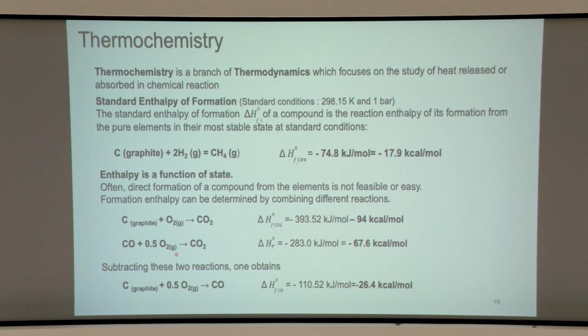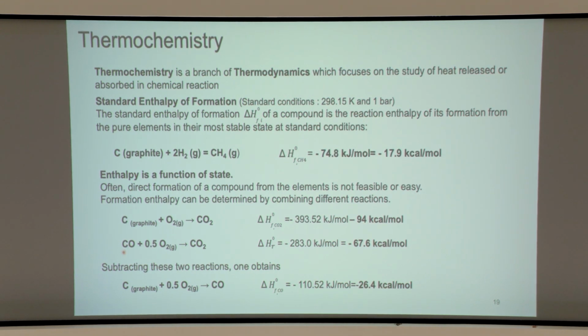We can even combine different reactions to determine the heat of formation of a molecule. So as an example, if we want to determine the heat of formation of carbon monoxide, we can get it from carbon dioxide. So carbon plus oxygen makes carbon dioxide. The heat of formation is from the heat of reaction. Its heat of formation of carbon dioxide is minus 94 kilocalories per mole. Then carbon monoxide, the unknown heat of formation, can be determined from the heat of reaction of carbon monoxide plus half oxygen makes carbon dioxide. We know carbon dioxide is 94.